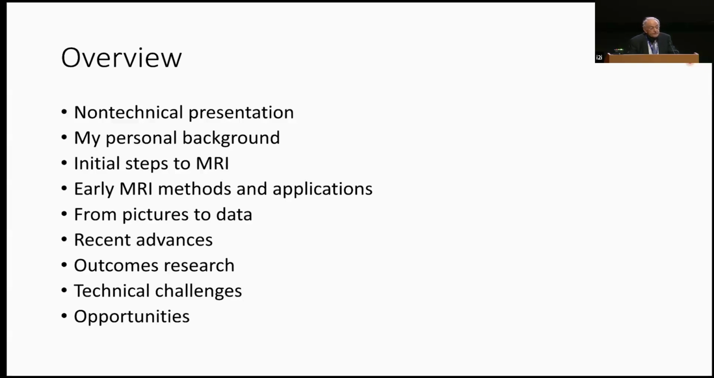Then, shifting gears a little bit, how did we move from what radiologists traditionally have done, which is look at pictures, to trying to extract quantitative information and find meaningful data from those images? Then I'll talk a little bit about some of the recent advances, so you can look at the posters and get a more up-to-date view. A little bit about outcomes research, which in the modern world is becoming important, involving looking at the evolution and significance of imaging studies, and some of the remaining technical challenges and, on the other hand, some of the opportunities there.